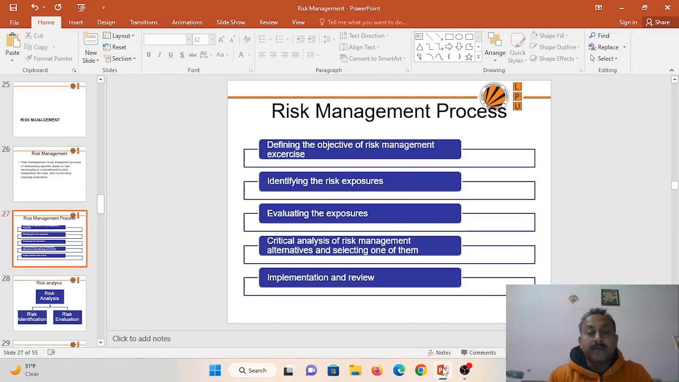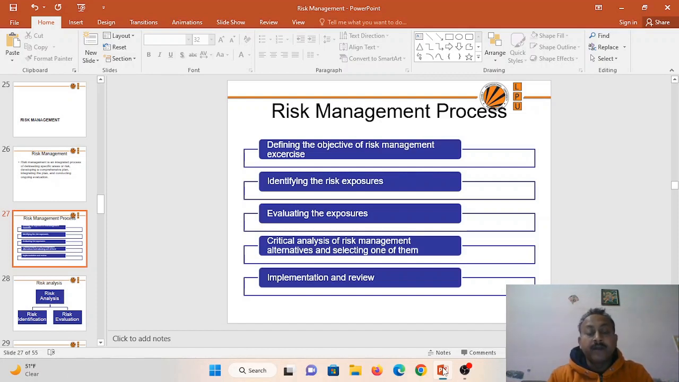First of all, you have to define the main objectives of your risk management exercise. When you define your objective, whether it is short term, long term, or anything else, you need to make it very clear, because if you mix up multiple things together, it may not be viable. People may get confused, hence it has to be very clear.